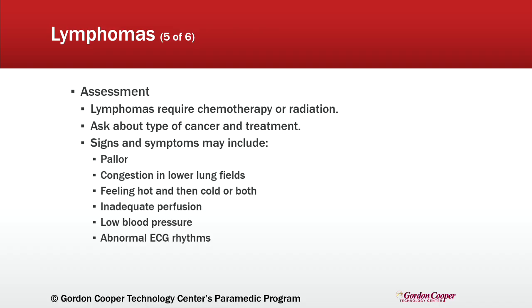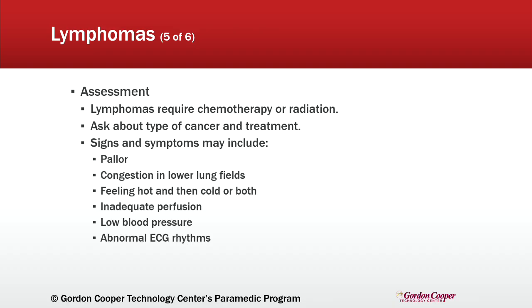Lymphomas require specialized levels of chemotherapy and radiation for ultimate treatment. And the patient's response to treatment really depends on the stage of the disease and the classification of that disease. So when we're assessing these patients, we need to ask questions like, what type of cancer do you have? And what kind of treatment are you receiving? And how are you responding to that treatment? And questions along those lines so we can get a little more clarification to know where they're at in the process.